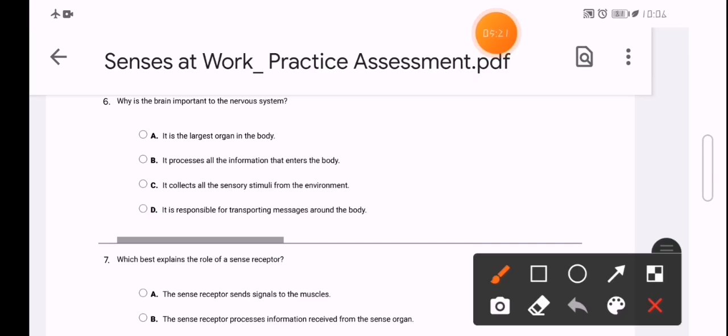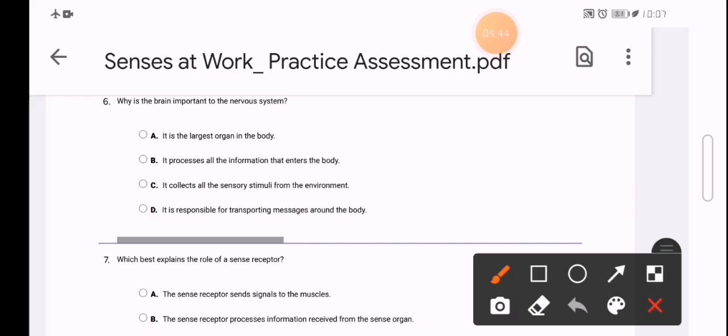Number 6, why is the brain important to the nervous system? It is the largest organ in the body. No. It processes all information that enters the body. Yes, but you have to complete to make sure that this is the correct one. It collects all sensory stimuli.